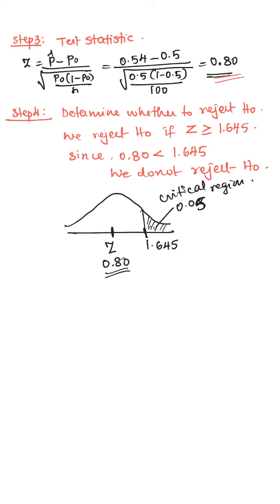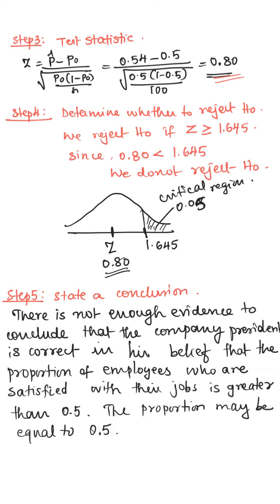So now we need to conclude that. So step 5, there is not enough evidence to conclude that the company president is correct in his belief that the proportion of employees who are satisfied with their job is greater than 0.5. So the proportion may be equal to 0.5. So we can write that.